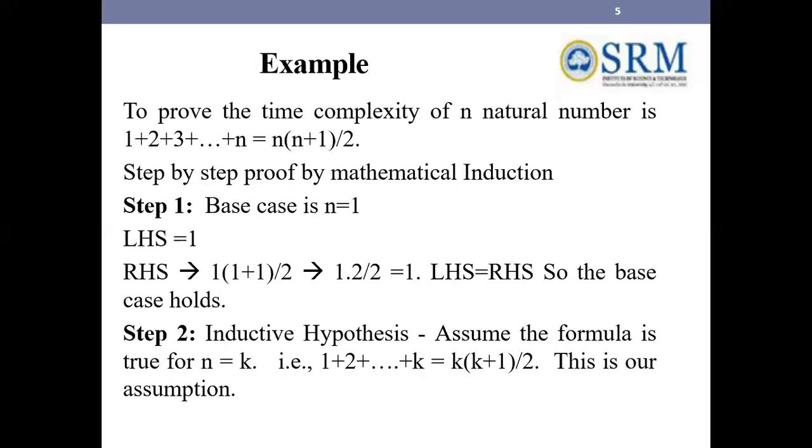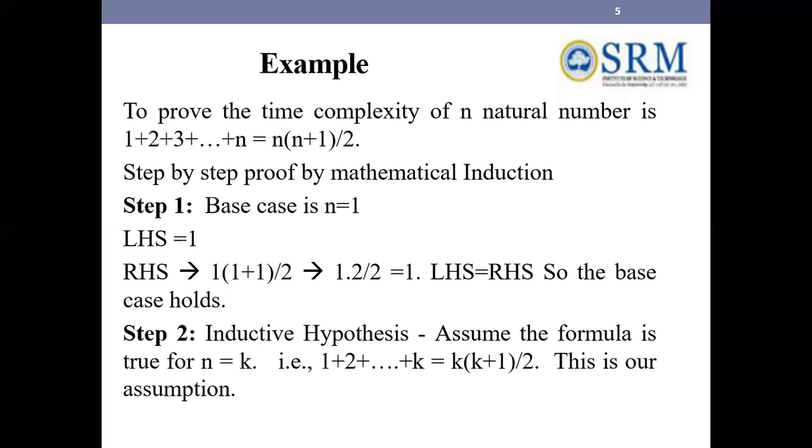And an example, to prove the sum of the first n natural numbers: 1 plus 2 plus up to n equals n into n plus 1 by 2. This is a summation equation of natural numbers. So the short form is n into n plus 1 by 2. Now we can prove n into n plus 1 by 2 is true for the given series. We are going to prove the result.